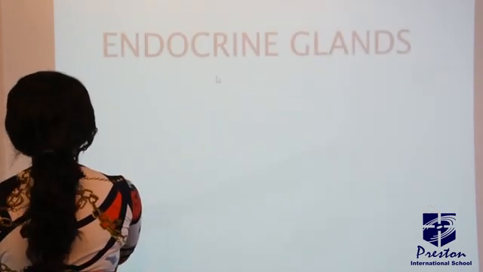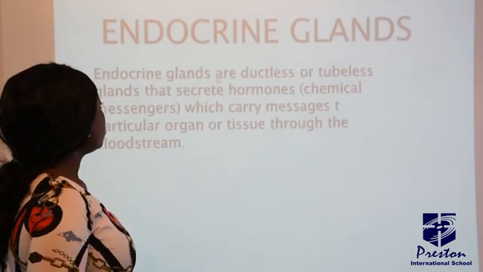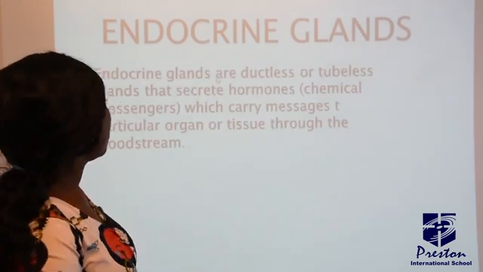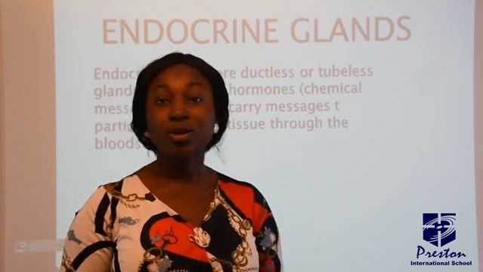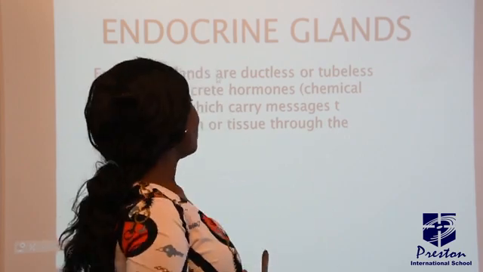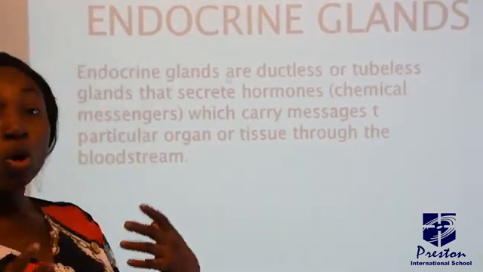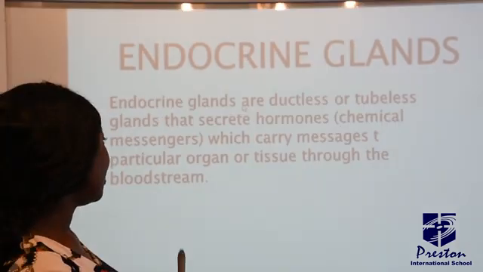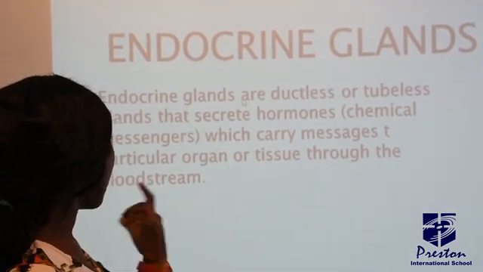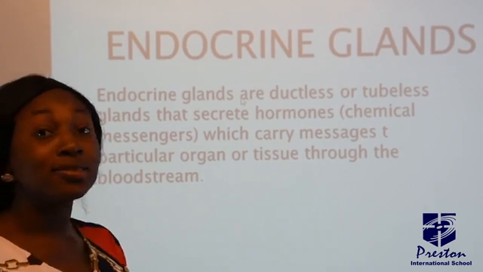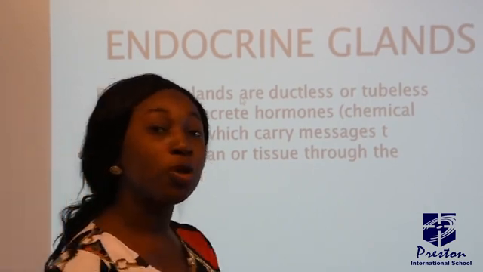Okay, endocrine glands. Now, by way of definition, we say these are ductless. Ductless means tubeless anyway. So they are ductless glands that secrete hormones in the body. Then these hormones carry messages to particular organs or tissues through the bloodstream.